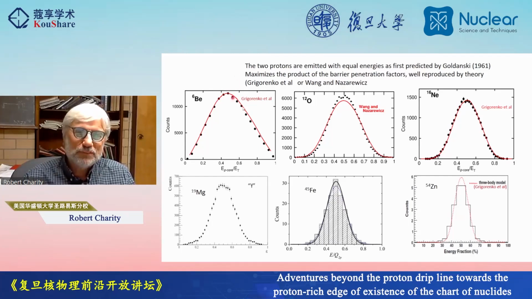And theoretically, we can explain this quite well. So I have some theoretical predictions. This was the Grigorenko prediction I mentioned for beryllium-6. This is also a prediction by the same group for neon-16 and zinc-54. And this is Simon, Wang's, and Witek-Navarevich time-dependent model for oxygen-12. And as you see, in all cases, the data is well reproduced.